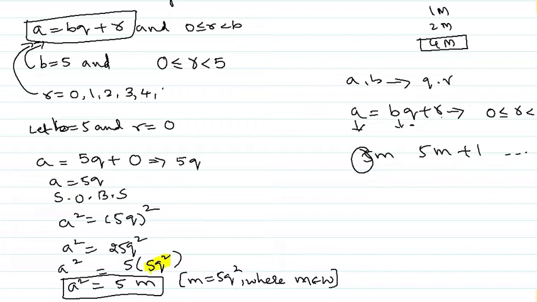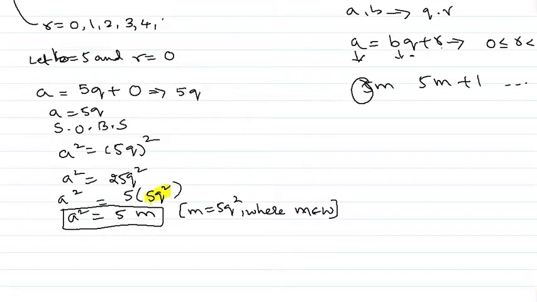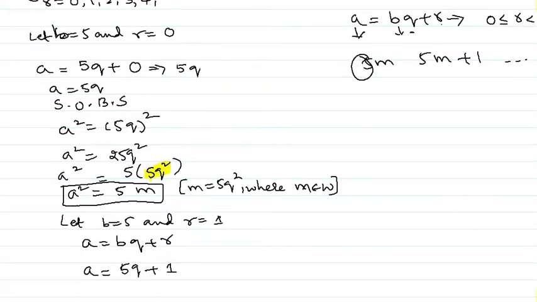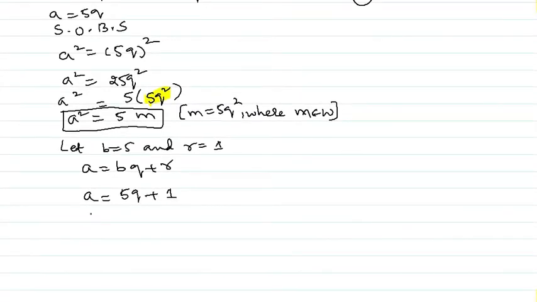Now let's check r is equal to 1 and b is equal to 5. Now substitute these values in the division algorithm. The division algorithm is a is equal to bq plus r. Now you should take a is equal to the b value 5, q, plus the r value 1. Now again we need to do the squaring on both sides. So squaring on both sides, you will get a square is equal to 5q plus 1 whole square. Then a plus b whole square.